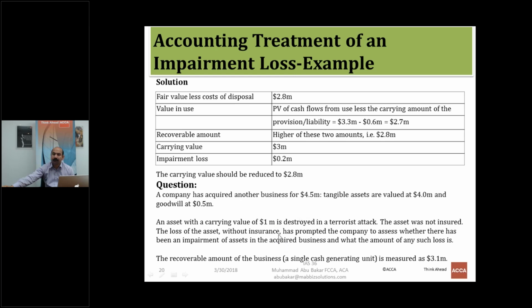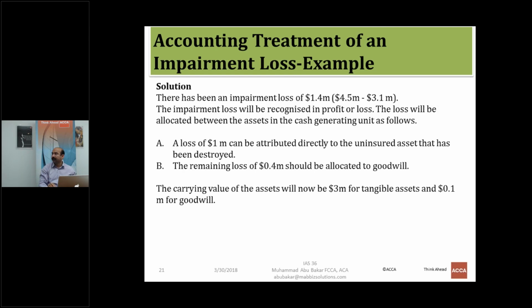This information will be used while allocating the impairment loss. This information is not related to the calculation of the impairment loss. Calculation of the impairment loss is very simple. This is basically the difference of carrying value and the recoverable amount. Carrying value is 4.5 million and recoverable amount is 3.1 million. So this is the answer which is in front of you. There has been an impairment loss of 1.4 million, 4.5 million minus 3.1 million.